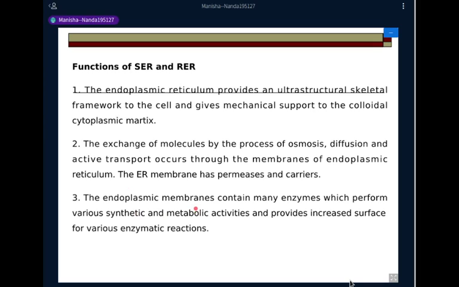The endoplasmic membranes contain many enzymes which perform various synthetic and metabolic activities and provide increased surface area for various enzymatic reactions. It is because of its folded structure, and you can see that increases the surface area for all these particular activities.